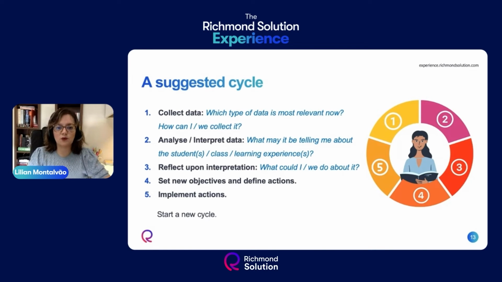So, suggested question here: what may it be telling me about the student, the class, the learning experience? Phase three, reflect upon the interpretation. Okay, what can I do about it? What could I do about it? Phase four, set new objectives and define actions. And number five, implement actions.